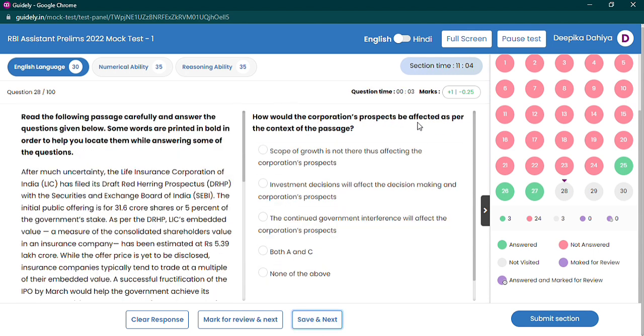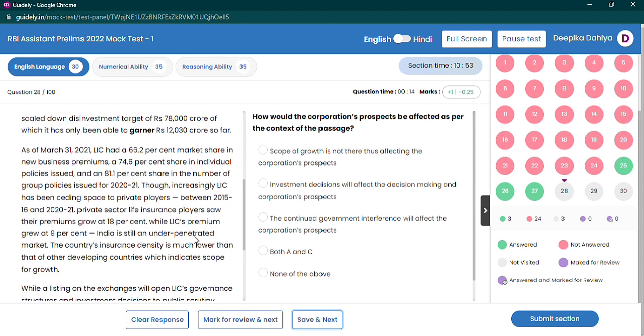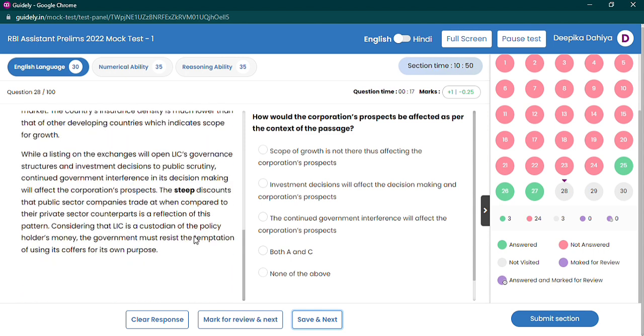How would the corporation's prospect be affected as per the context of the passage? Now it is asking about the prospectus which will be affected. So this answer we will find in the last paragraph, I think, because the conclusion is always given in the last paragraph. While a listing on exchange will open LIC's governance, structure and investment decision to public scrutiny, continued government interference in its decision taking will affect the corporate's prospectus. So here we can see that continued government interference is there. So the continued government interference will affect it.